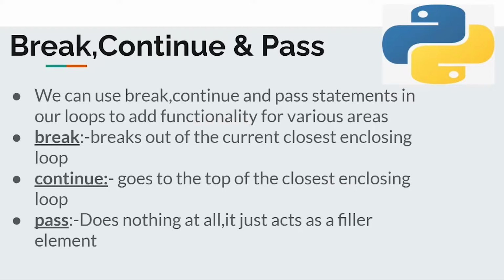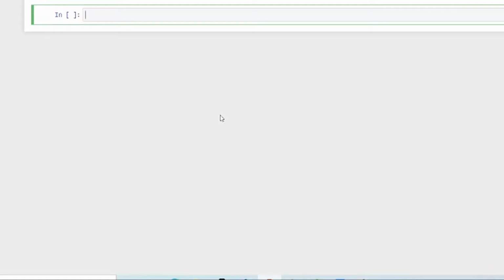Now we use the pass statement. Pass statement just acts as a filler element, it does nothing at all. It just allows the following loop to iterate and doesn't disturb the enclosing loop. So now let's do some examples on the while loop.